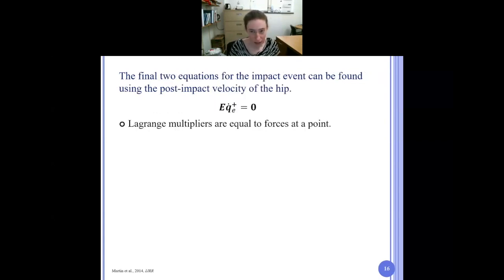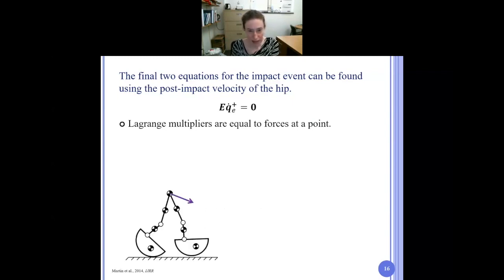And these 2 equations come from the constraint equations. Specifically, they are the constraint equations from the post-impact velocity of the hip. So if you set up your constraint equations appropriately, the Lagrange multipliers are going to equal the forces at a point. So now we need to figure out exactly what should our constraint be.